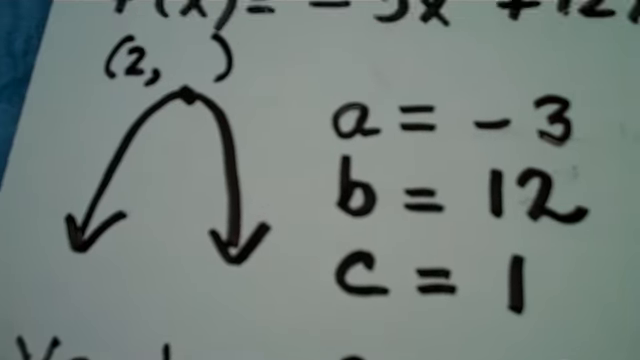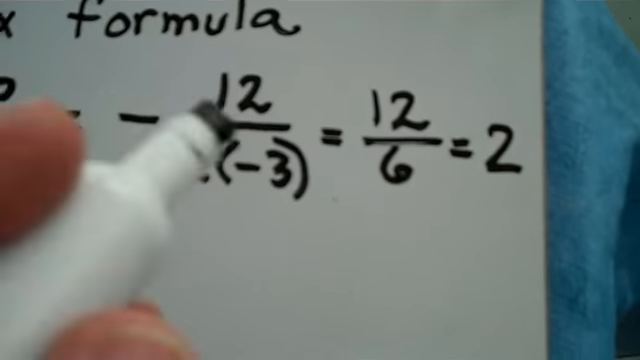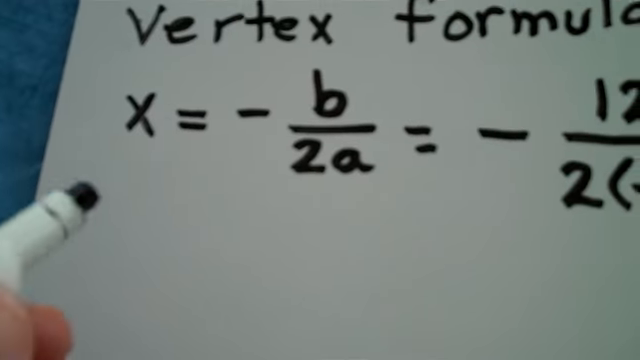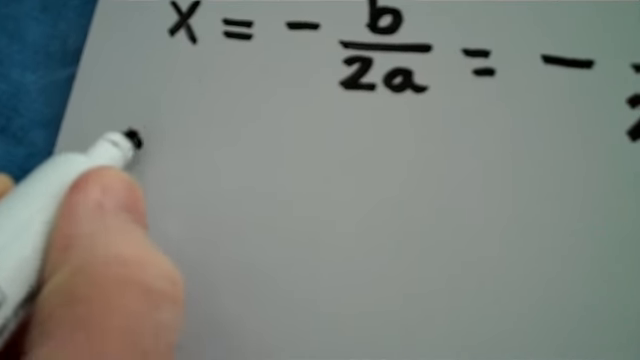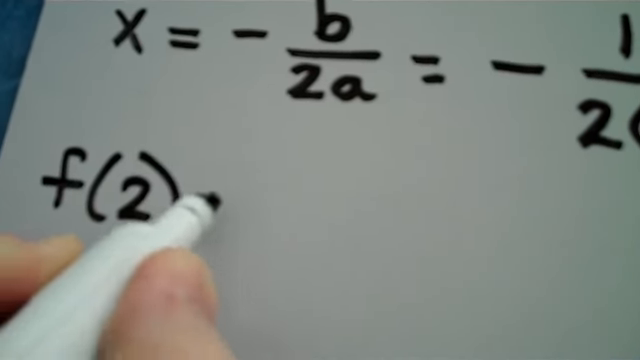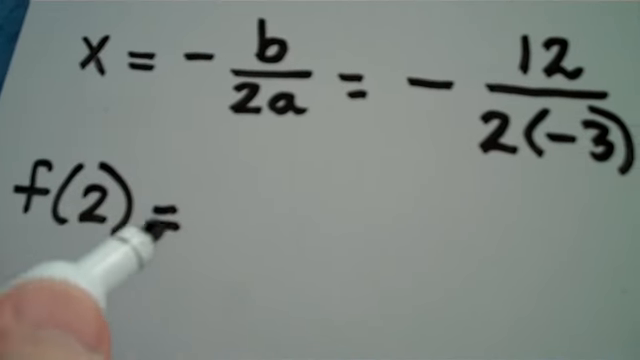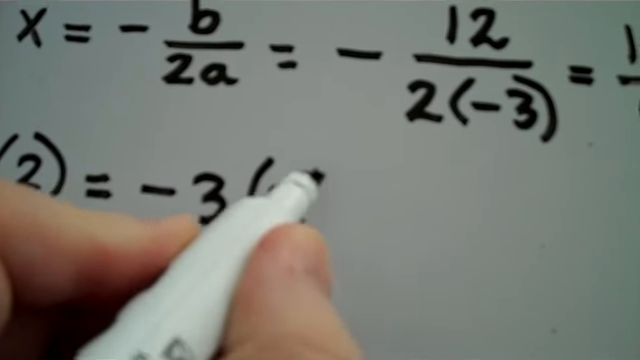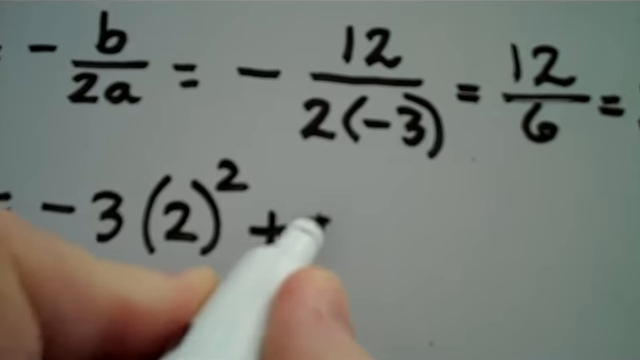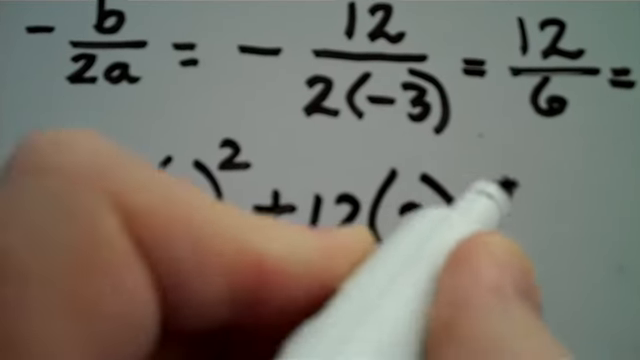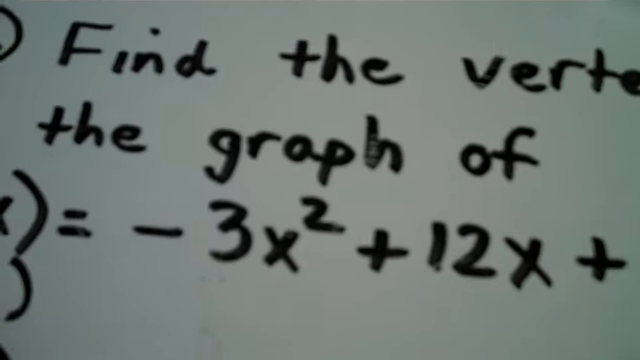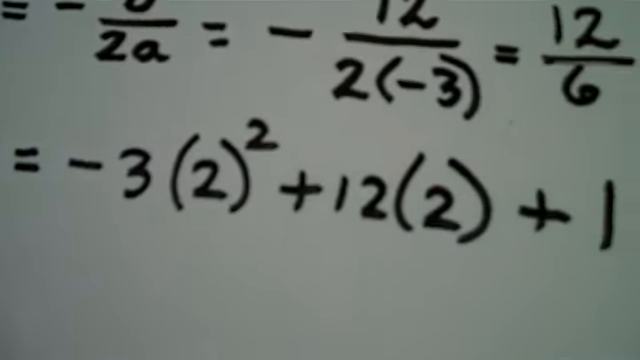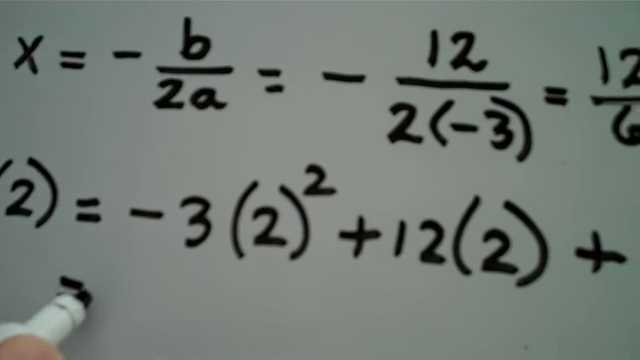Now if I want to find the y-coordinate, I take the number 2 and I plug it back into the function. So to find the y-coordinate of the vertex, I compute f(2), and that would be the opposite of 3 times 2 squared plus 12 times 2 plus 1. So in other words, I just went back to my function and I replaced x with 2. I found f(2). Now we do the arithmetic correctly.